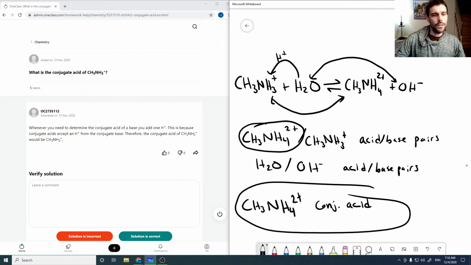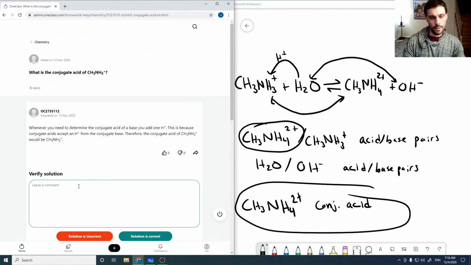So now we need to determine the conjugate acid. You add one H plus. This is because they accept an H plus from the conjugate base, from a base. The conjugate acid of CH3NH2 would be CH3NH3 plus. So the first part was correct, but the second part was not. So incorrect. The conjugate acid would be CH3NH3 plus.